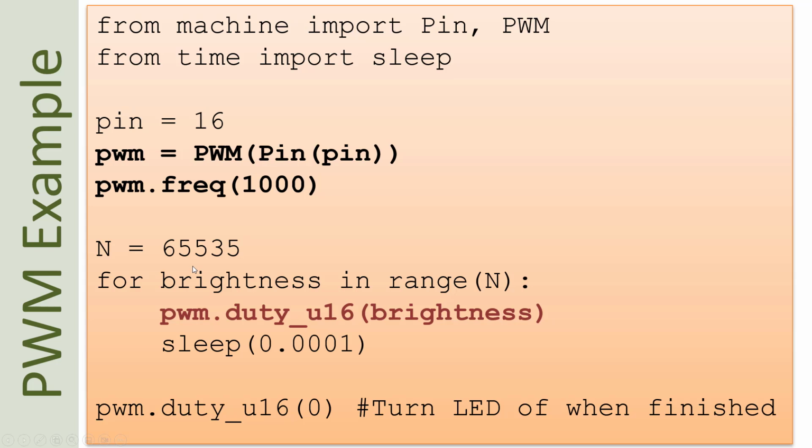And as mentioned, we can have 65,536 different levels of brightness from 0 to 65,535. Here I'm just creating a basic for loop that goes through these levels. It starts on 0 and increases the brightness until it reaches 65,535. So when we run this application, we will see the brightness of the LED increasing step by step. So let's go to Thonny and implement this application.